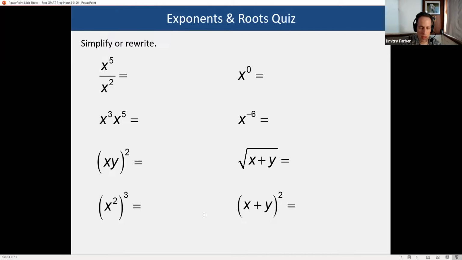Most of these are things that we want to know pretty routinely. The one thing we want to watch out for are the ones that can't really be simplified. So does anyone see which one could be seen as maybe a trick answer, that there's not really anything we can do? Yeah, we can't really square root x plus y. I mean, we can rewrite it, but all we can do is say it's the half power, which is just another way of saying the square root.